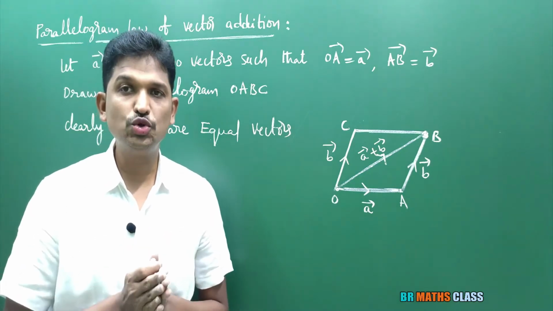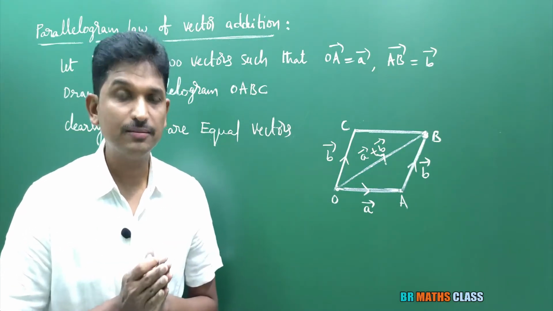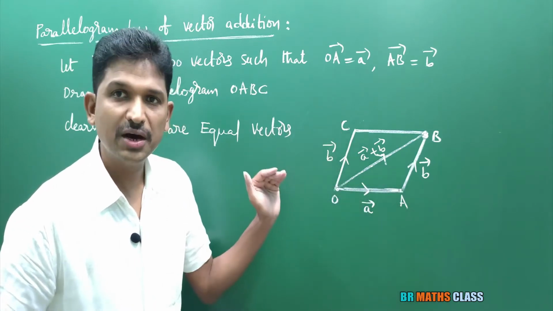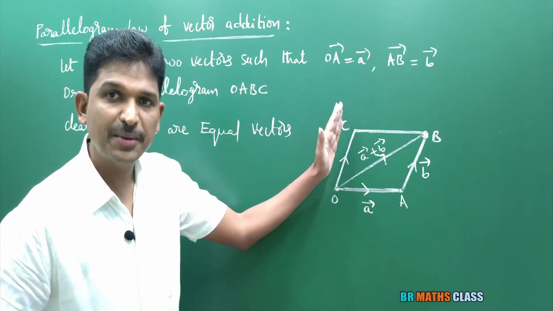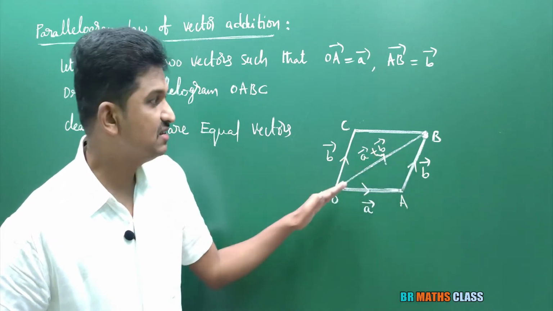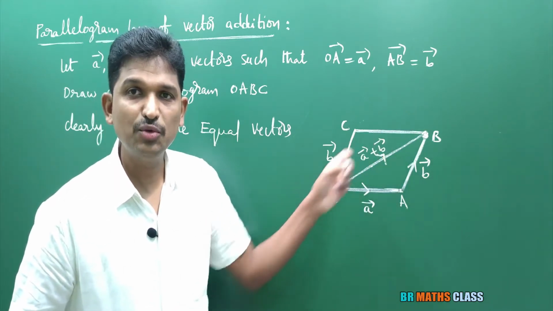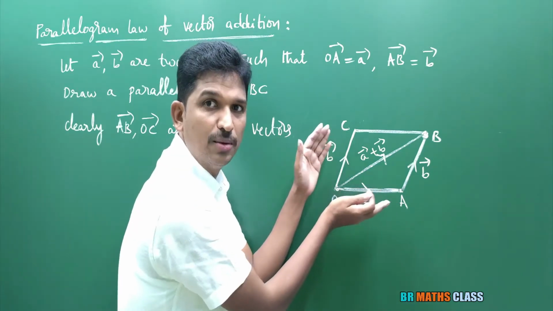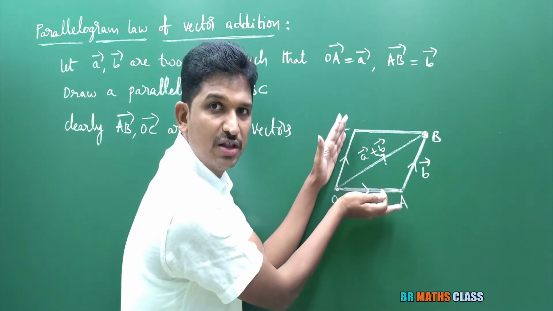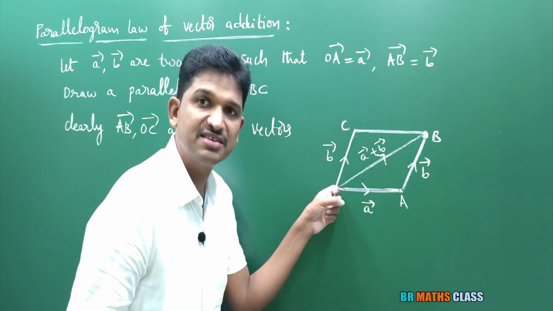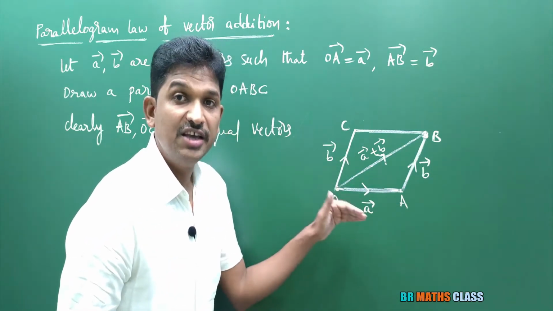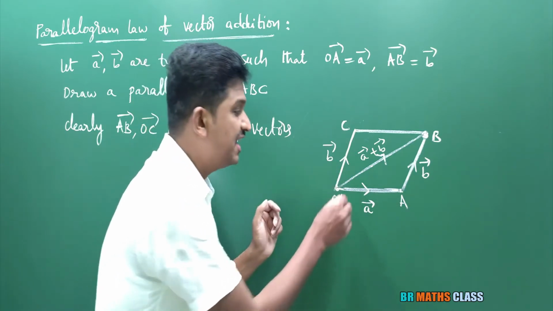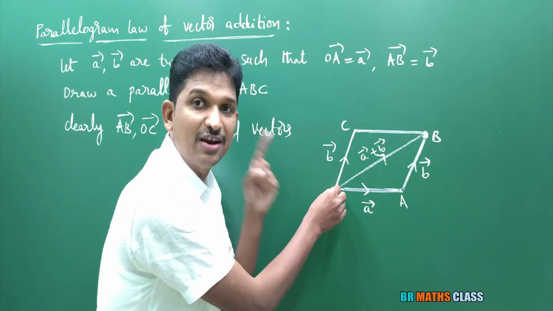Here, what you need to know is what the parallelogram law is. You observe OA bar, OC bar. They are the adjacent sides of a parallelogram with the same initial point. What is this OB bar? This is the diagonal with the same initial point. In a parallelogram, if A bar, B bar are the adjacent sides with the same initial point, then A bar plus B bar is one of its diagonals with the same initial point. This is the parallelogram law of vector addition.